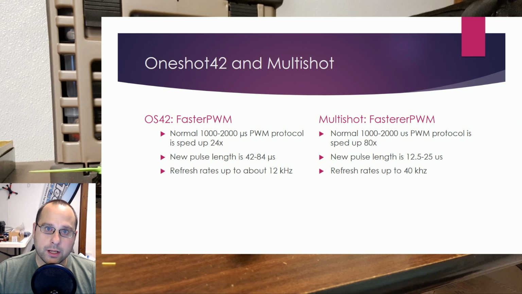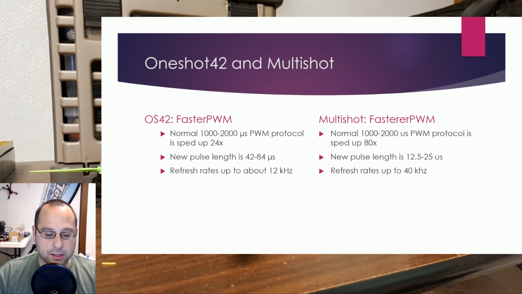Well, we talked about OneShot, and actually what we were talking about there is OneShot 125. It was called OneShot for a long time because there wasn't anything else. But then the next OneShot came along and they had to call it something. So it was OneShot 125 because it's a 125 to 250 microsecond pulse. And then we've got OneShot 42, which is a 42 to 84 microsecond pulse. And then we've got MultiShot, I think it's a 12.5 to 25 microsecond pulse. I can't 100% verify that that's correct, but the math does work out.